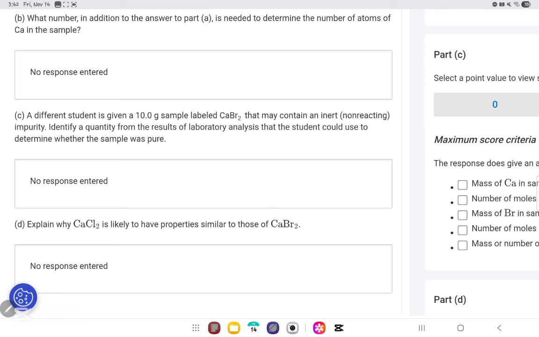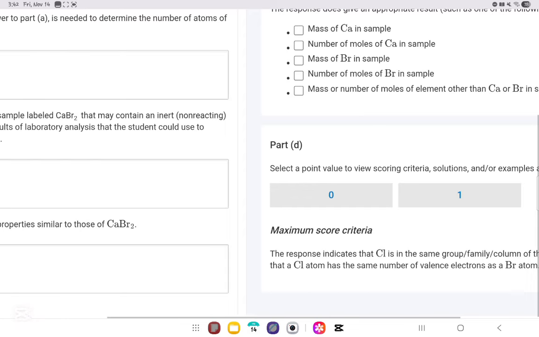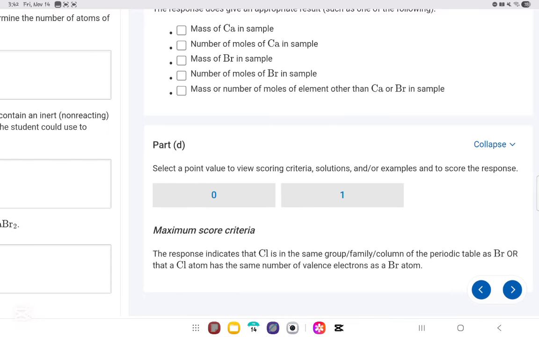Now, part D, explain why CaCl2 is likely to have properties similar to those of CaBr2. Because they are in the same group, meaning they will have the same number of valence electrons. Anyways, let's read their answer.